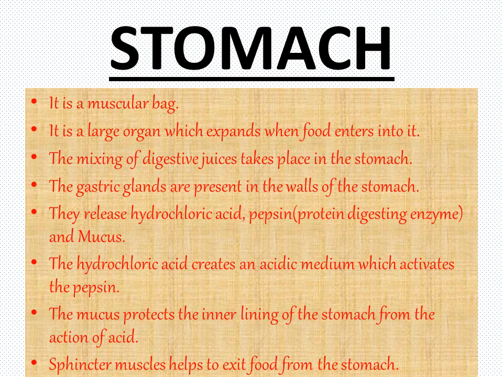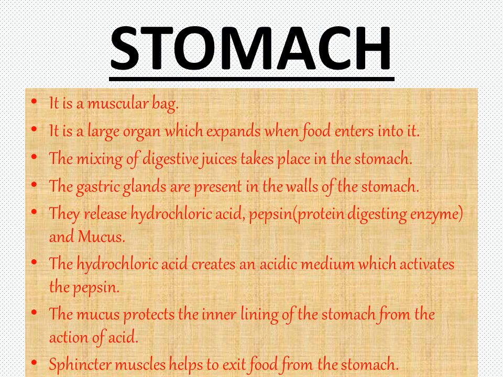Now what do these three juices do? The hydrochloric acid creates an acidic medium which activates the pepsin basically. The mucus protects the inner lining of the stomach from the action of acid. Now acid is secreted in the stomach, so someone has to take care that the medium does not become too harsh in the stomach. So mucus protects it from the action of acid.